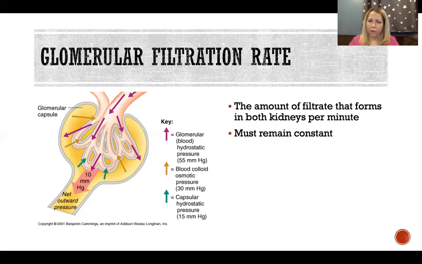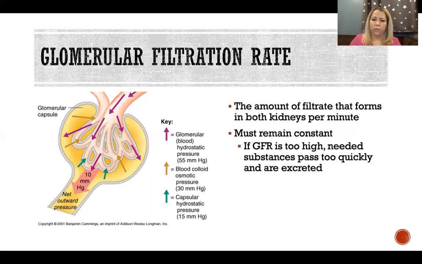We'll fluctuate a little bit, but we want it to remain relatively constant, because when GFR is high, that means that the fluid is moving through the whole tubule too quickly. And then we don't have as much time for reabsorption and secretion. So we won't be able to reabsorb as much of all of that water that's coming through and the needed substances that we want to reabsorb. And we don't have as much time to secrete things like ammonia that we want to get rid of.